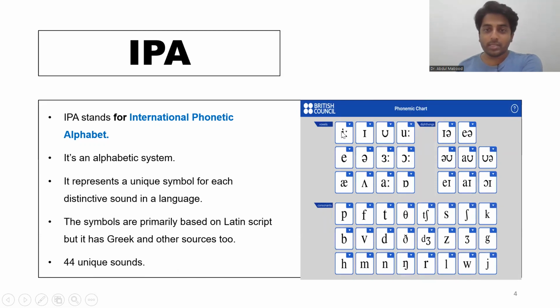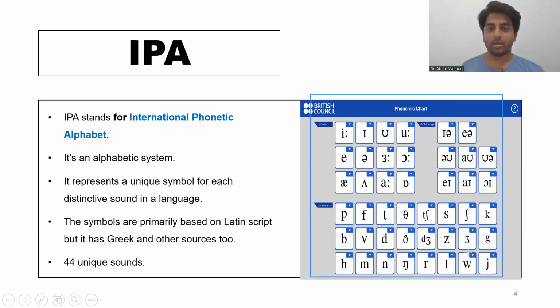Fine. So this is the set of IPA alphabet here. Fine. Now I will discuss how to read these letters. There are total 44 IPA symbols, and these are here. You can see the vowel sounds, and at the bottom these are the consonant sounds. Fine, let's move forward.